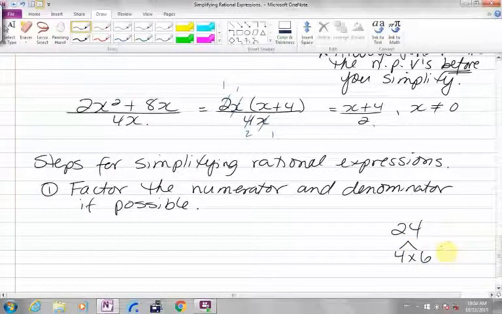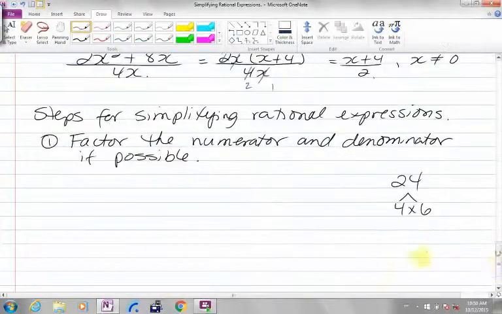Are 4 and 6 factors of 24? That's written in factored form. If we want to do prime factorization, we'd keep going. Right? Now this is written in factored form.